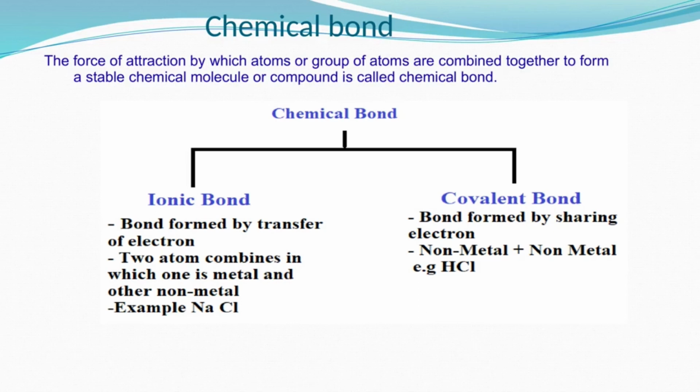Ionic bond is formed by transfer of electron, that is by gaining or losing, and it involves two atoms in which one of them is metal and the other is non-metal. Its example is NaCl. And another one is covalent bond, formed by sharing of electron, by combining two non-metals. An example is hydrogen chloride. Ionic bond possesses charge, cation and anion, but in covalent bond there is no charge.